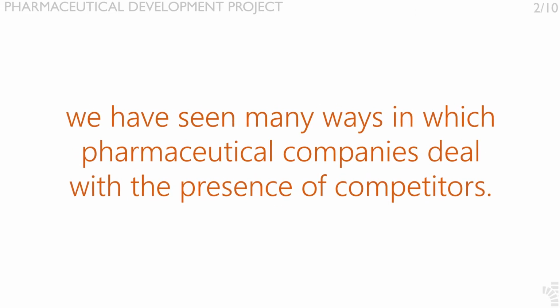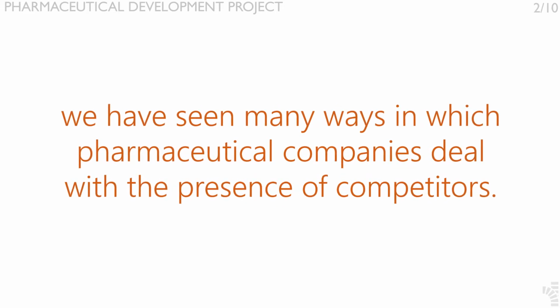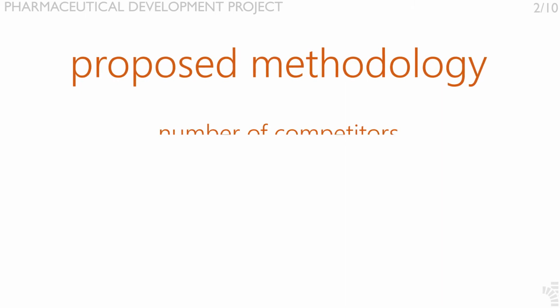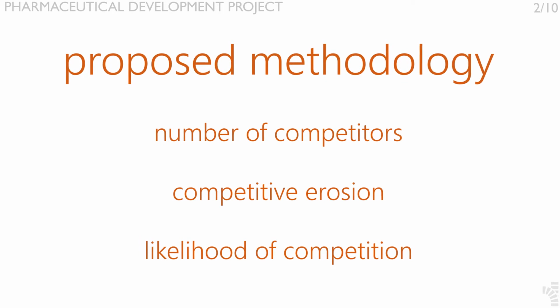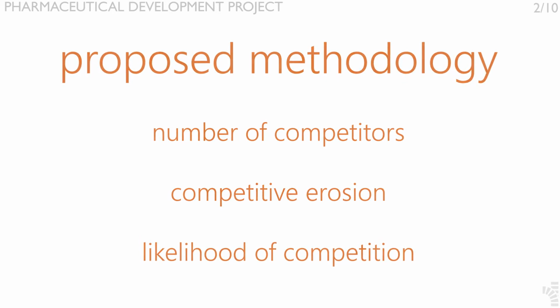We have seen many ways in which pharmaceutical companies deal with the presence of competitors. We propose a methodology that deals with it by splitting competition into three major components: number of competitors, competitive erosion, and likelihood of competition. This methodology fits our probabilistic approach well.